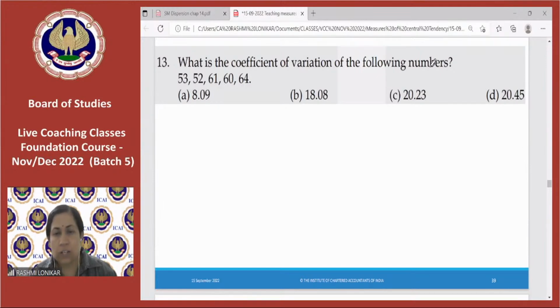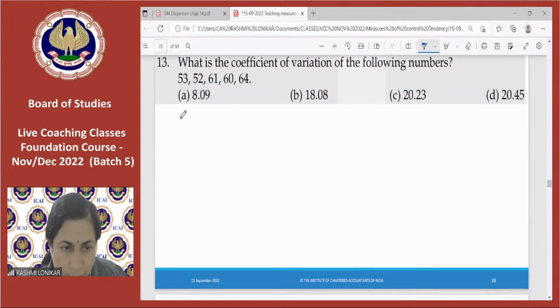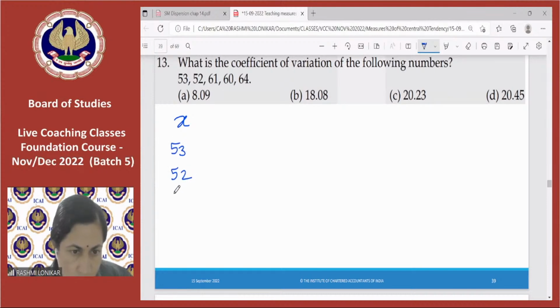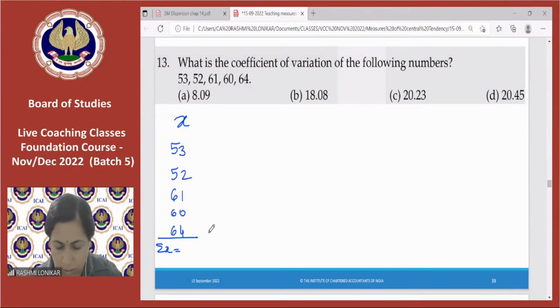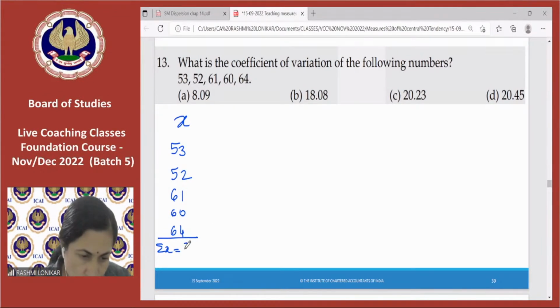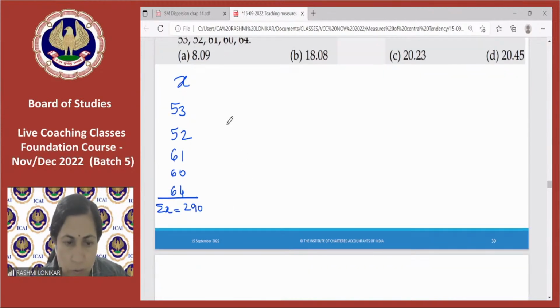Now find the coefficient of variation of the following numbers. Okay, so we are trying to do similar sums so that you get a lot of practice. So what are we going to write? We are going to write x. How many numbers are there? 1, 2, 3, 4, 5. So this is 53, 52, 61, 60 and 64. So what is summation x? Summation x is 53, 52, 61, 60 and 64. That is 290. How many numbers are there? 5. Okay.